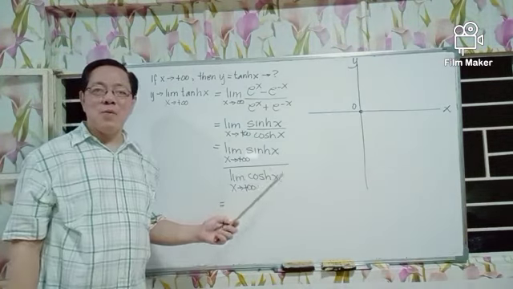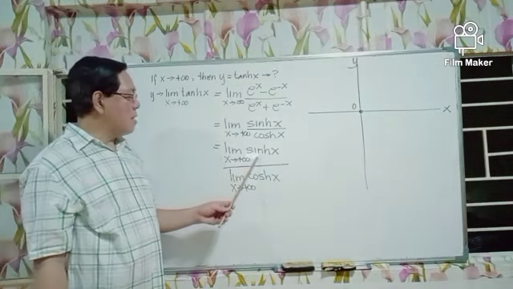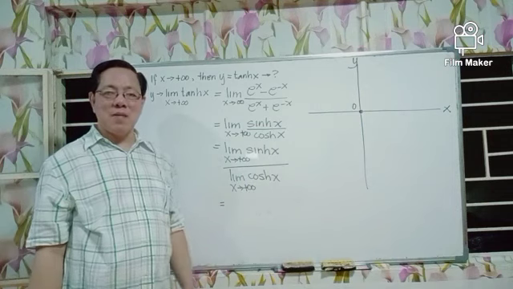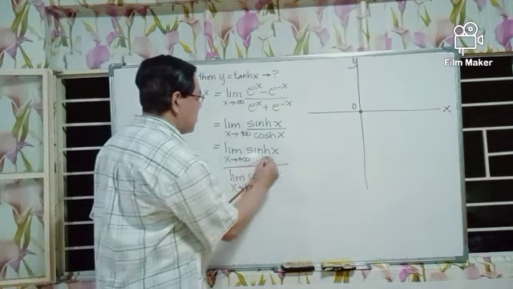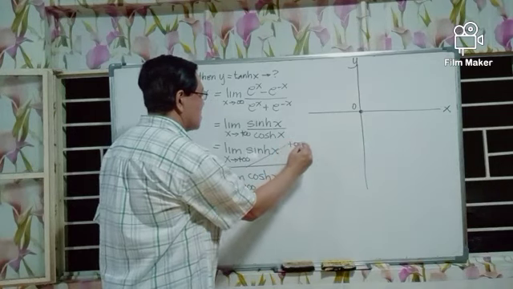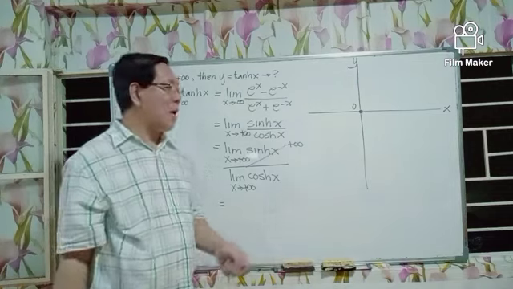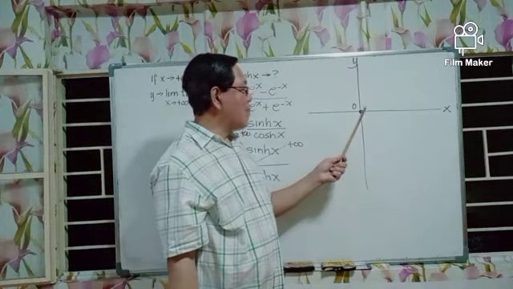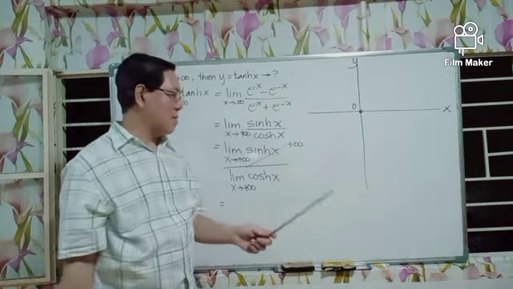And earlier we have shown that if x approaches positive infinity, the value of the hyperbolic sine of x will also approach positive infinity, and we have shown this in the graph of the hyperbolic sine of x. As x approaches positive infinity, the graph of the hyperbolic sine is increasing, approaching positive infinity.